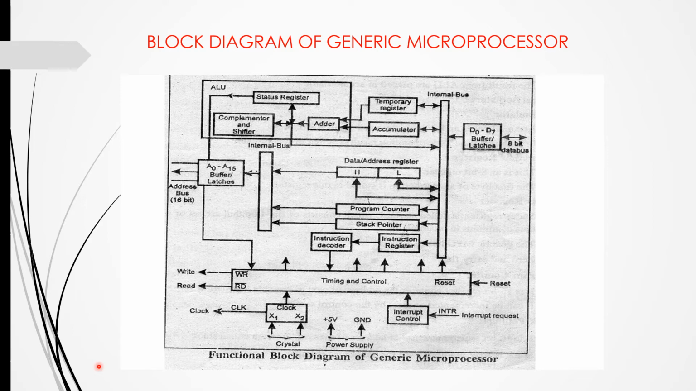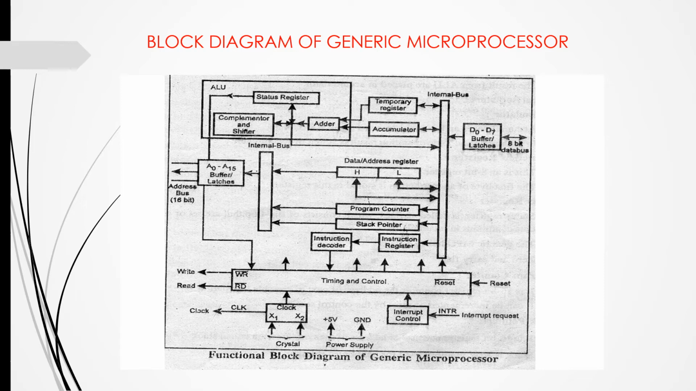Control bus is also used here. Control bus carries signal to execute operation. Interrupt control is also there. Interrupt is an essential process in microprocessor. It executes certain steps when interrupt occurs.